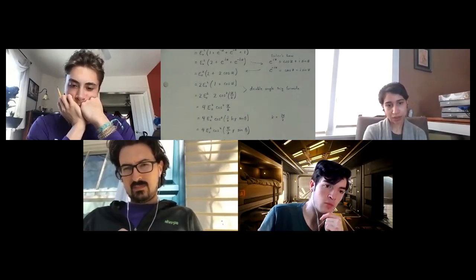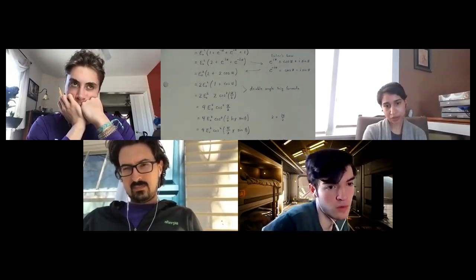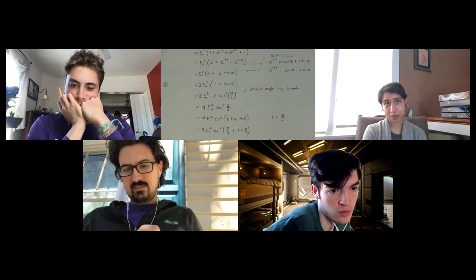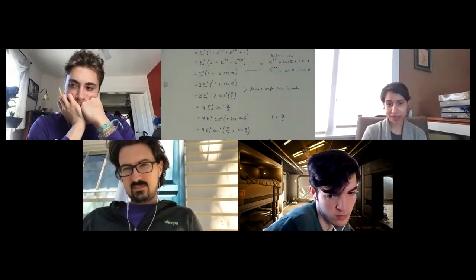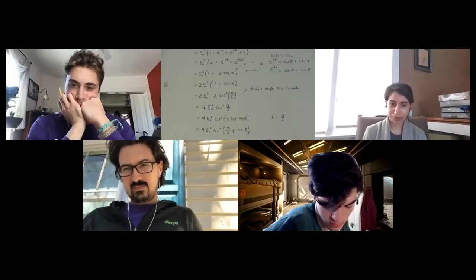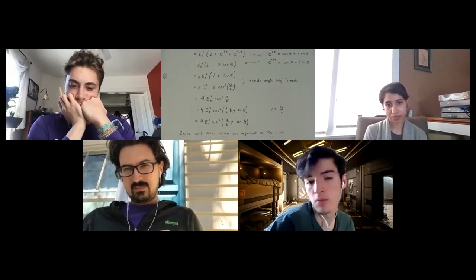Well, we would need the term inside the cosine squared to be an odd multiple of pi over 2. Or you could say pi over 2 plus n times pi. That's what I did.